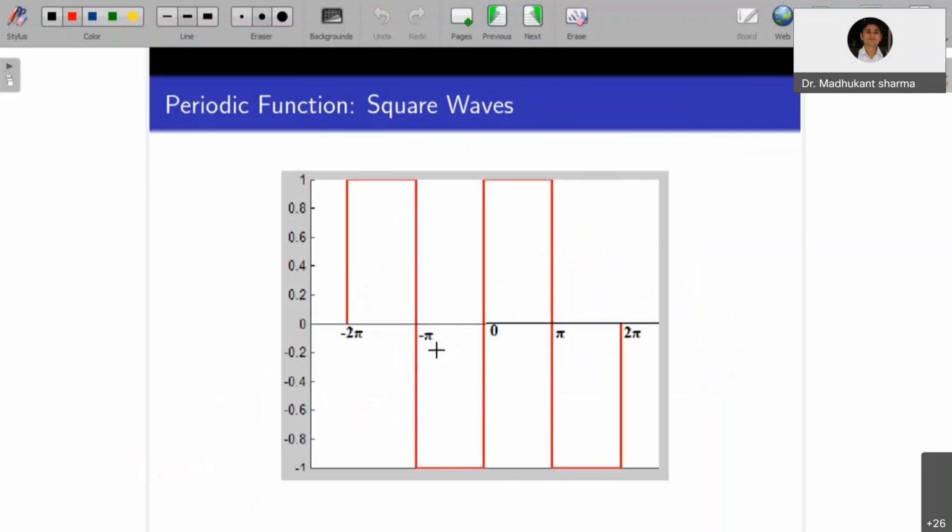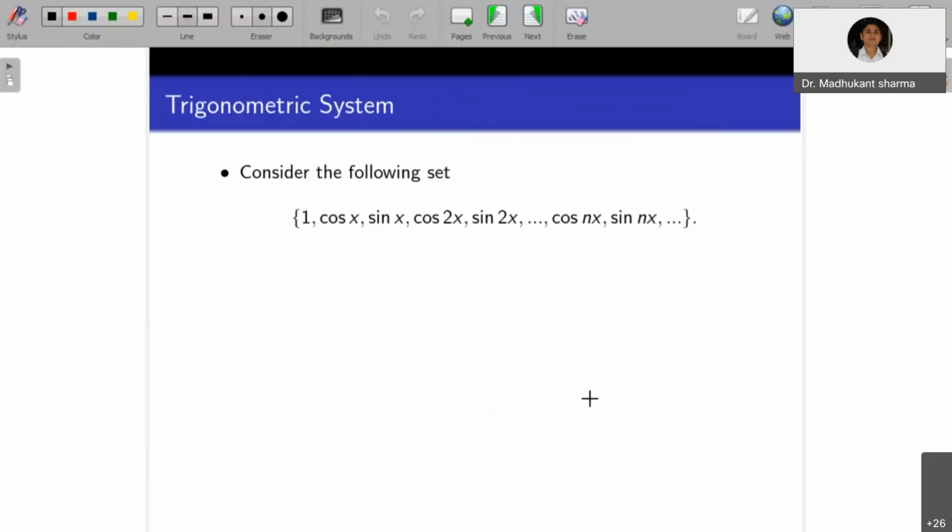Now there is another curve known as square waves. Square waves you can also have from minus pi to pi. You can have this curve, and again you can represent these curves by a mathematical definition as well. So between minus pi and 0, the value is minus 1. Between 0 and pi, the value is 1. So here is minus 1 and here is 1.